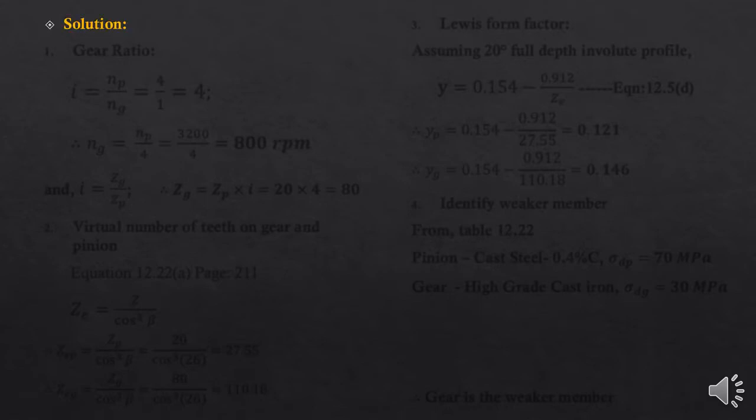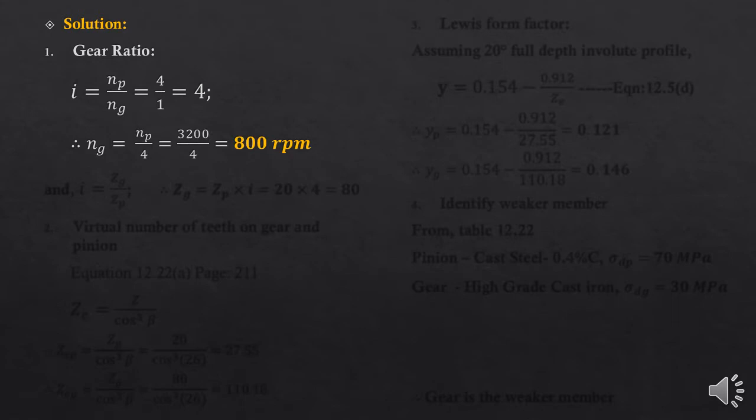Alright, so let's begin with step number 1, that is the gear ratio, which we already know is given in the problem statement as 4. Now since we know the speed of the pinion, you can go ahead and calculate the speed of the gear, and you obtain it as 800 rpm. And also, since we know the gear ratio and we have assumed the number of teeth in the pinion as 20, we can solve for the number of teeth in the gear, and we get it as 80.